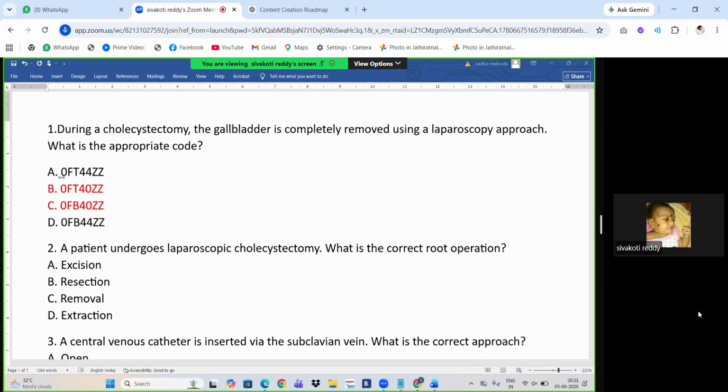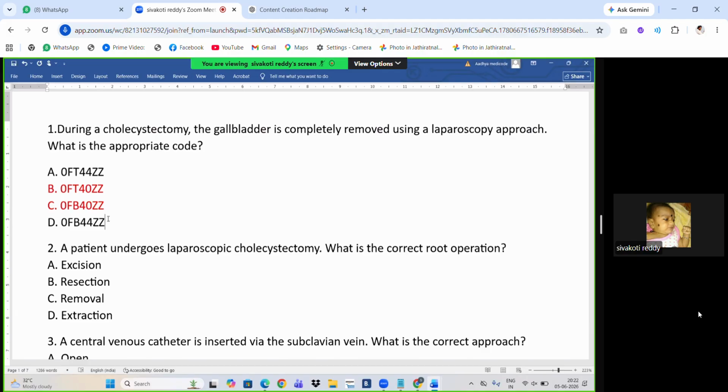Suppose for example they given 4 options like this, and the 5th character is the same value, 4 4 4 4. Is there any necessity to check the approach? No, not required because they are saying the same approach. Now what is the use if they given different approaches? Based on the approach, we can easily eliminate the options. After identifying the approach, you can easily eliminate the options.